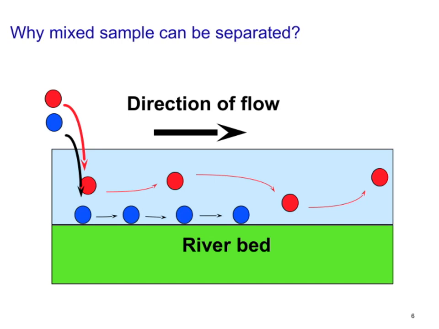So why can a mixed sample be separated? Well, it all comes down to the direction of flow and the river bed. When a mixture of particles or substances is carried along a flowing medium, like water in a river, different components tend to move differently depending on their properties. The direction of flow influences how these particles travel. Some may settle faster, others might be carried further.